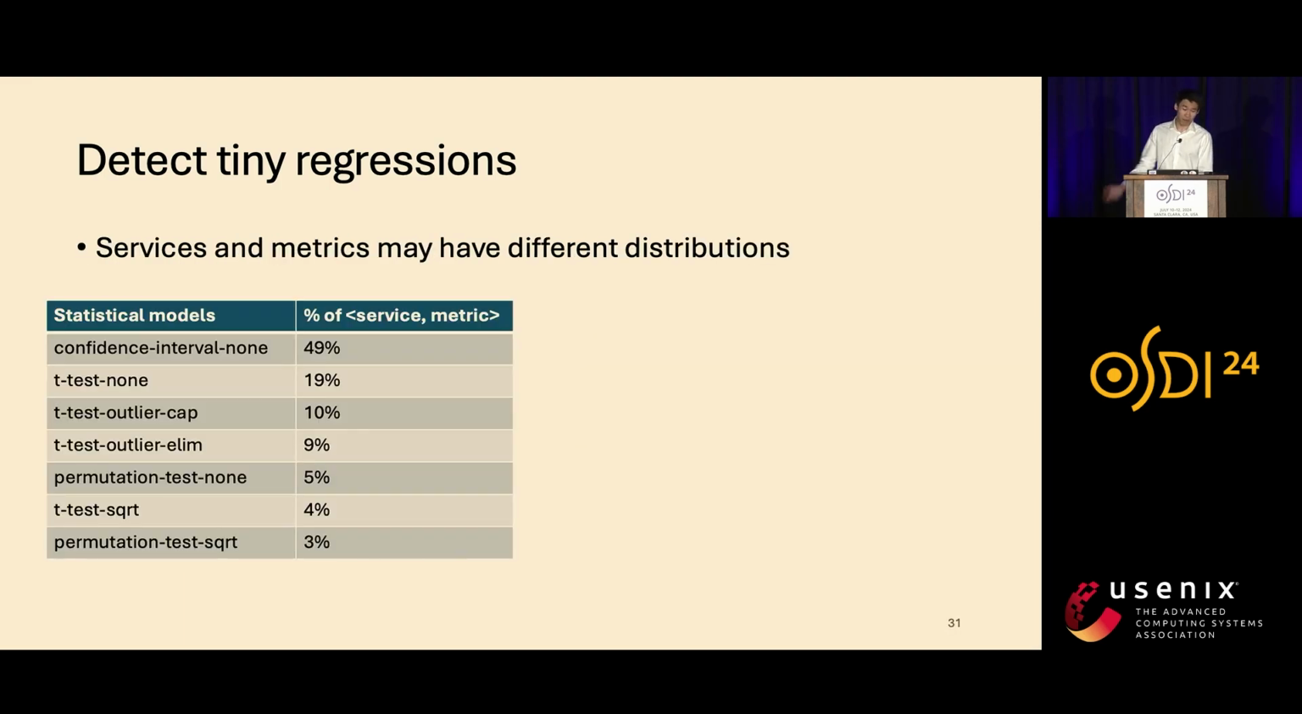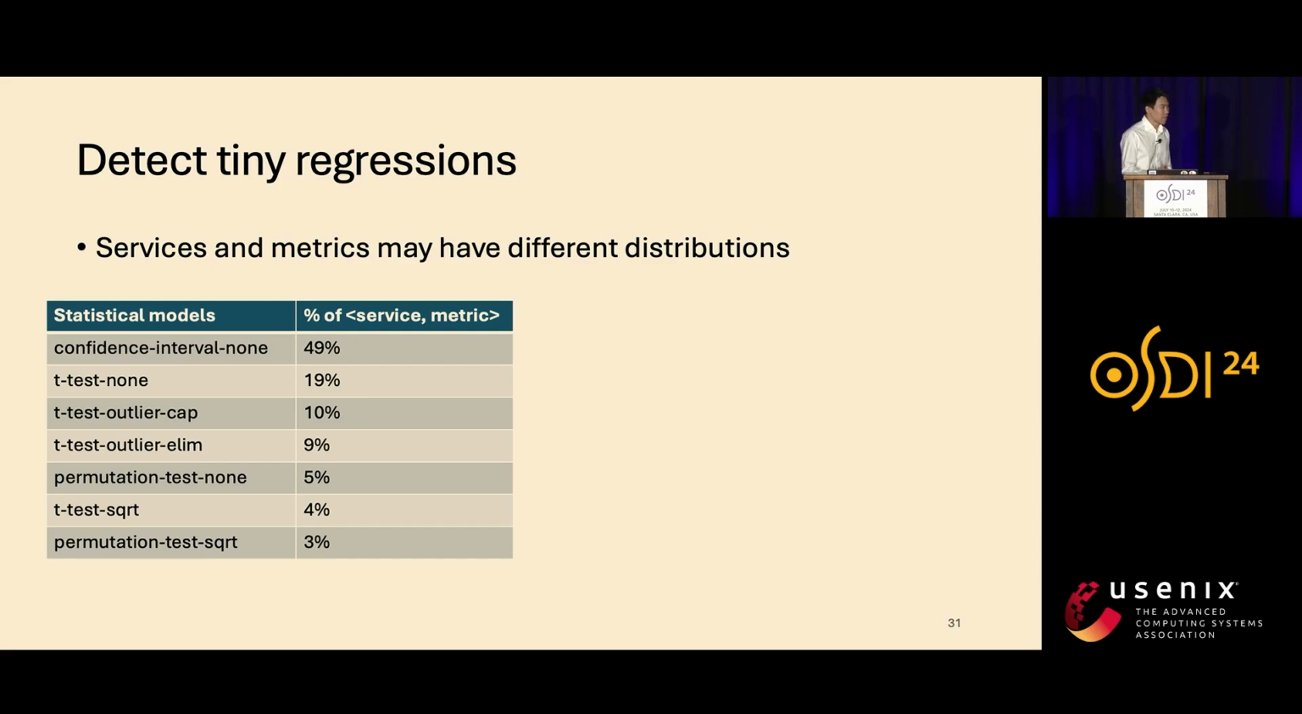Next, we also observe that different services and metrics may have different probability distributions. And so we came up with different statistical tests to apply to different services and metrics. What I'm showing you here is just a list of the ones that we've used. I won't have time to go into detail of what these are exactly, but I just want to show how we've had to use a different set of tests to be able to detect tiny regressions, and not one test kind of stands out and dominates the rest.